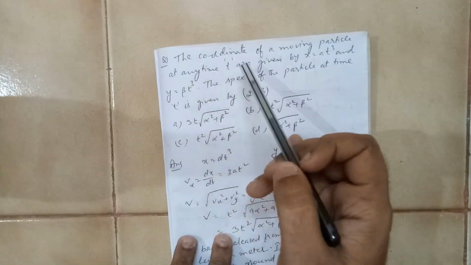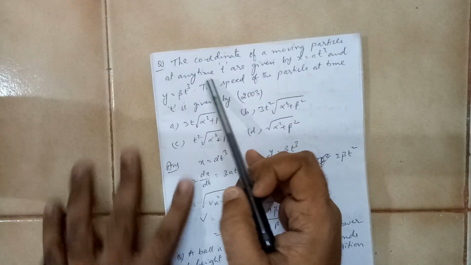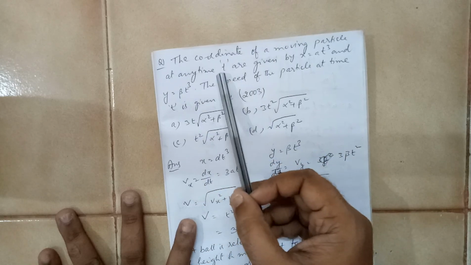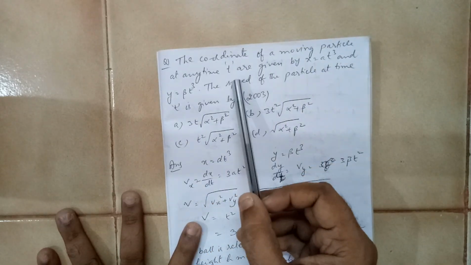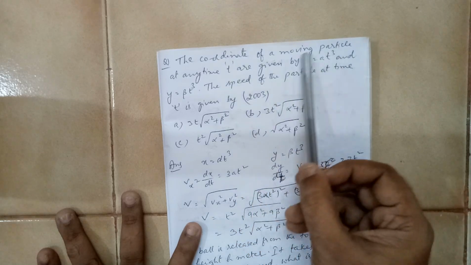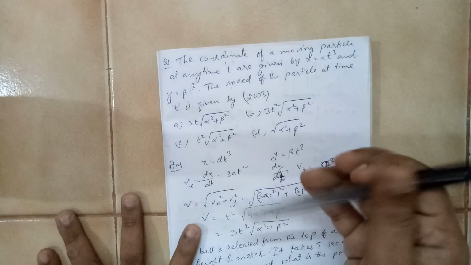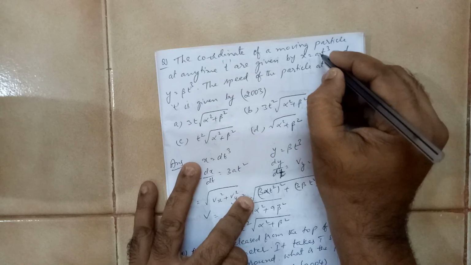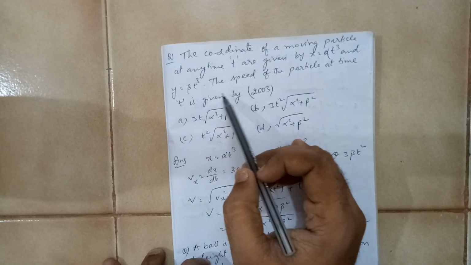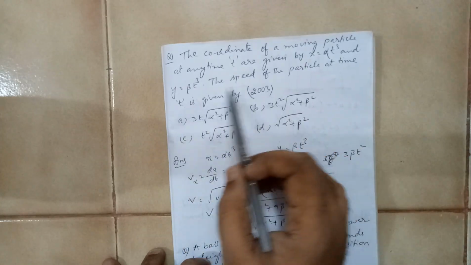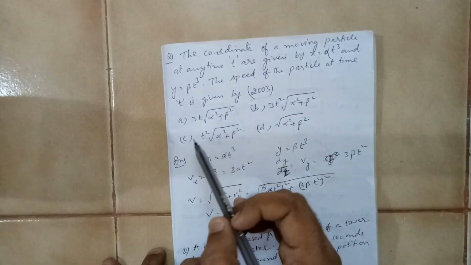Students, let us see some old numericals from JEE paper. The coordinates of a moving particle at any time t are given by x is equal to alpha t cube, and y is equal to beta t cube. The speed of the particle at any time. This was asked in 2003.